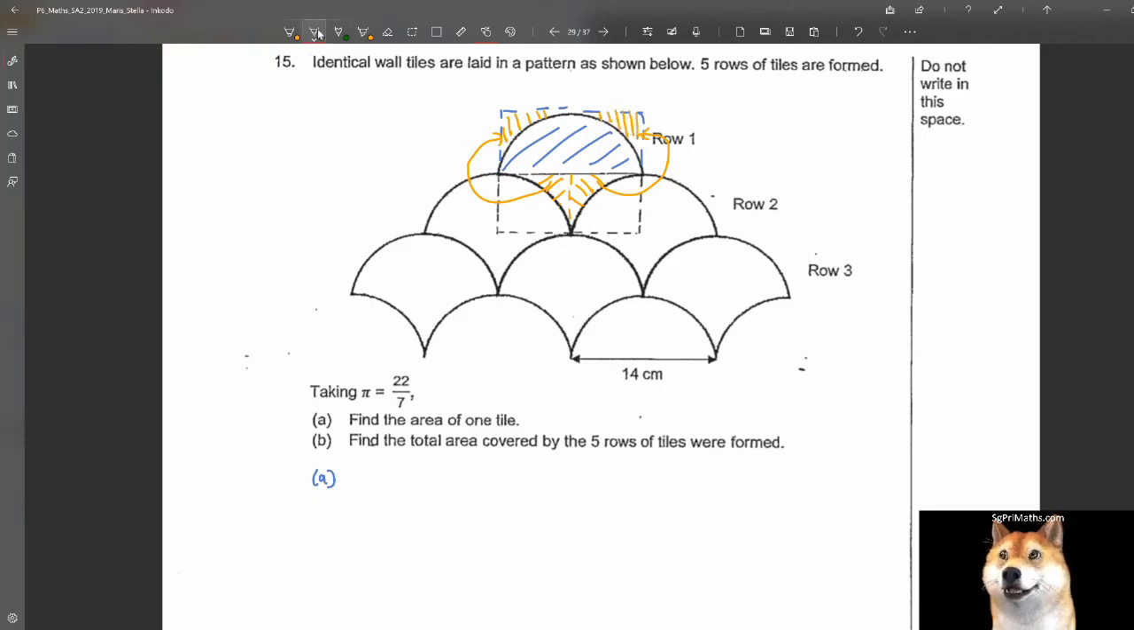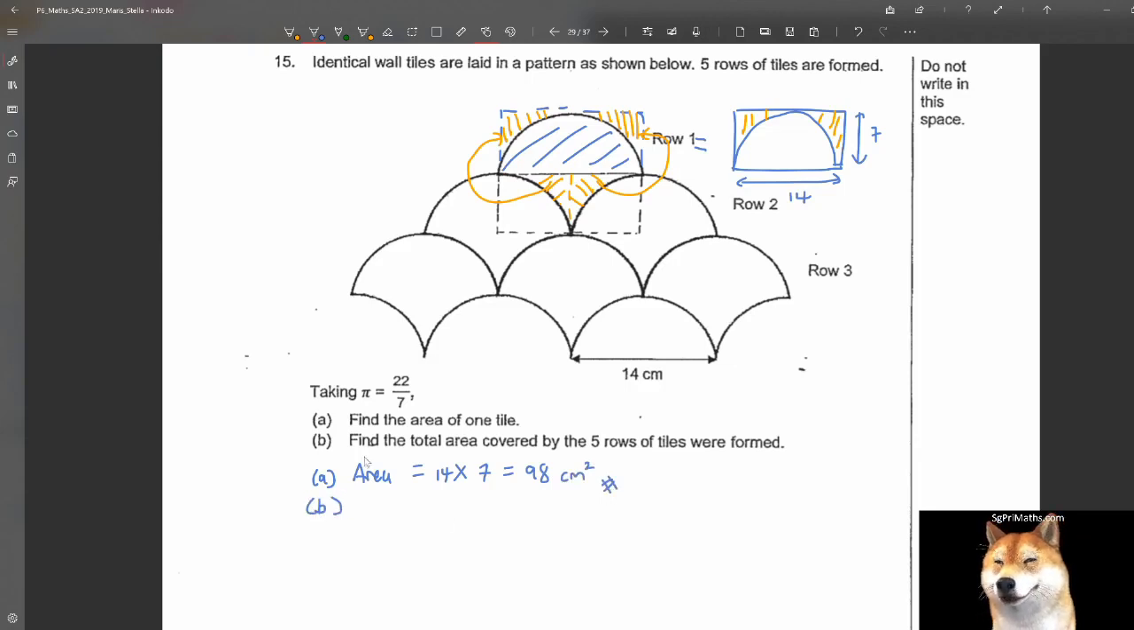So essentially, the area of one tile is basically just one rectangle with a semicircle. Okay, that's a bit ugly. Let me try to draw it nicely. Okay, this is the best I can do. And let's just label it. We know that this is 14, and this is half of 14, which is 7. So the area of one tile would be just 14 multiplied by 7, which gives me 98 cm squared.